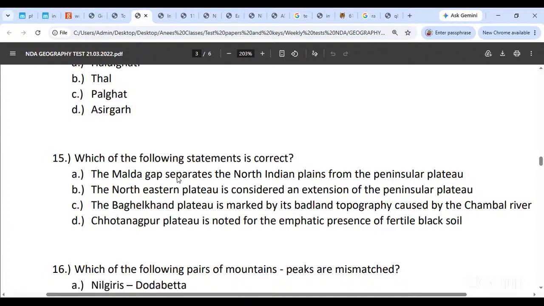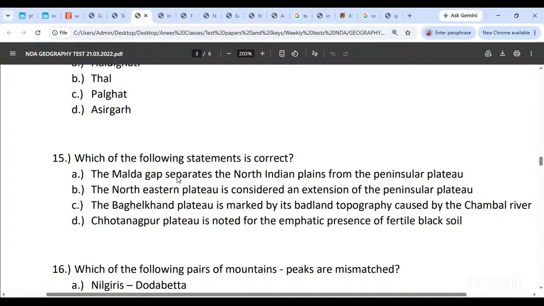Okay, this one. The Malda Gap, which of the following statements is correct? Malda Gap separates the North Indian plains from the Peninsular Plateau. The Northeastern Plateau is considered an extension of the Peninsular Plateau. Baghelkhand Plateau is marked by its badland topography caused by the Chambal River, and Chotanagpur Plateau is noted for its emphatic presence of fertile black soil. Which one of these statements is correct? There are 3 incorrect statements, and one of them is correct.